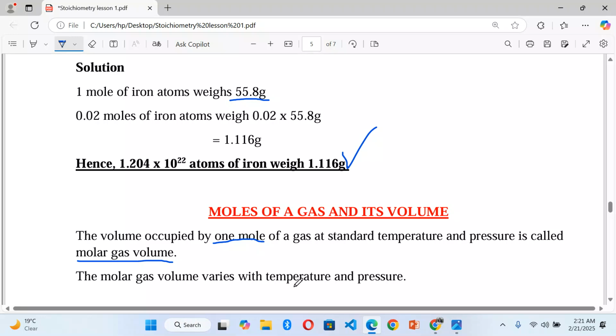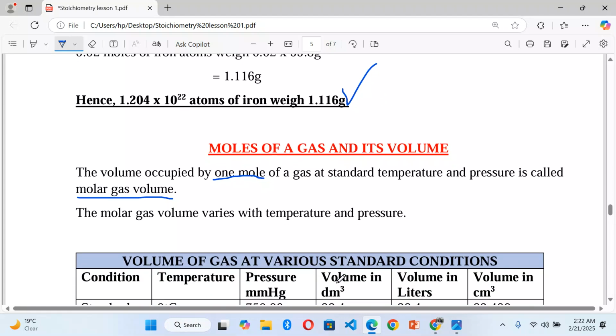But there's one thing that we have known, that the volume occupied by 1 mole of a gas at standard temperature and pressure is called the molar gas volume. But the temperature and the pressure, they always change. So let's look at this table. This table is showing us the volume of gas at various standard conditions.